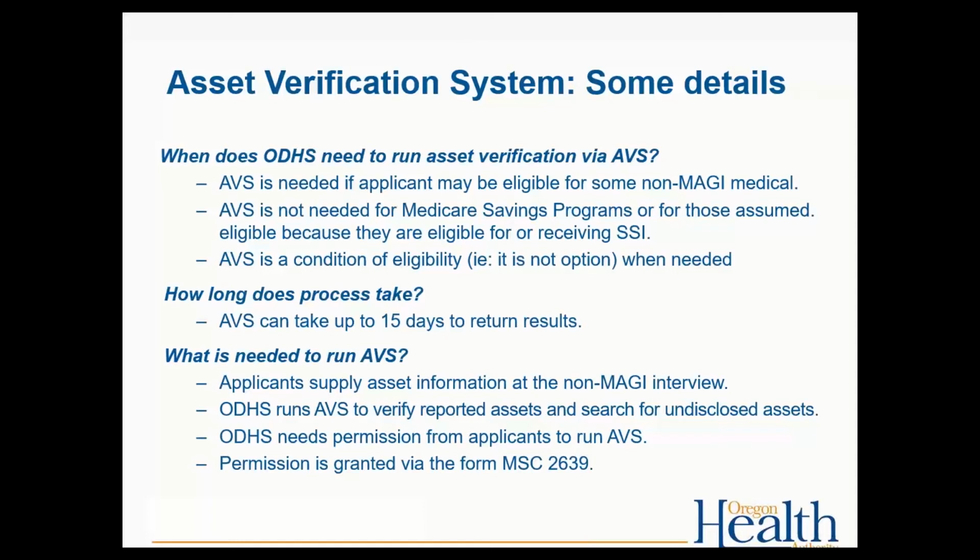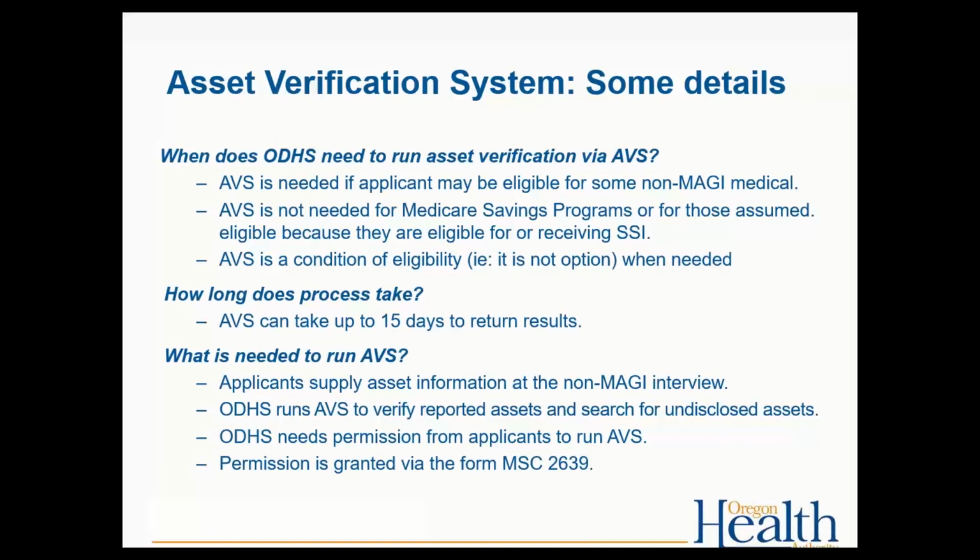So here are some details. When does ODHS need to run asset verification via the asset verification system? AVS, as we call it for short, is needed only if the applicant might be eligible for some non-MAGI medical programs. It's not needed if somebody is being evaluated for Medicare savings programs, or for those assumed eligible because they are eligible for or receiving SSI. But for the other programs, it is required. And if somebody needs to report resources, we need to verify them, and we need to run AVS. And AVS is a condition of eligibility.